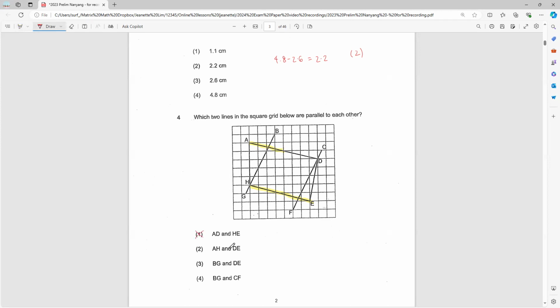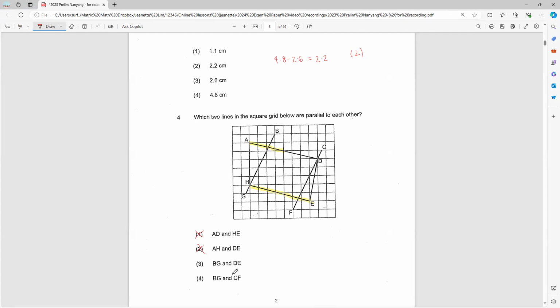Okay, how about AH and DE? Now AH is a vertical line, right? But DE is definitely not. So no, they are not parallel. So you're supposed to use the grid to help you, okay? Not use like estimation and look just by looking at them. No, you have to use the grid.